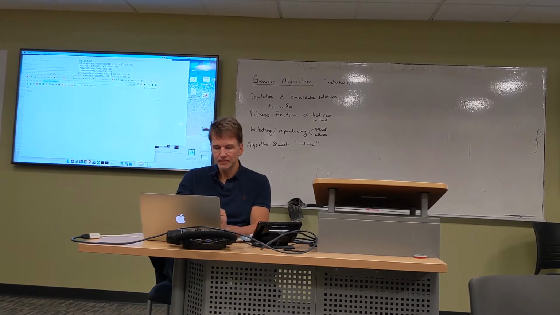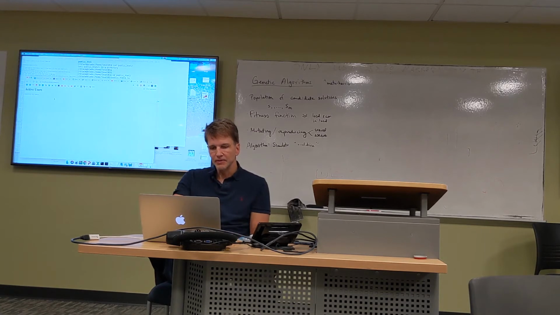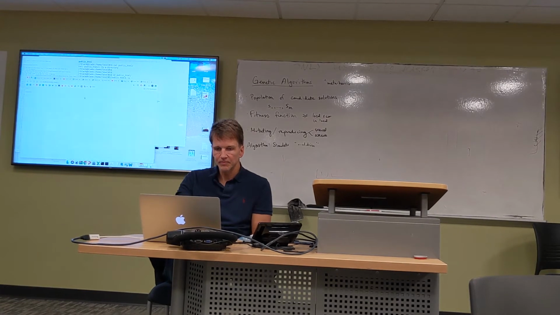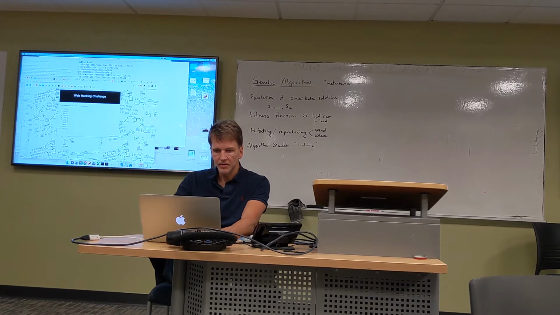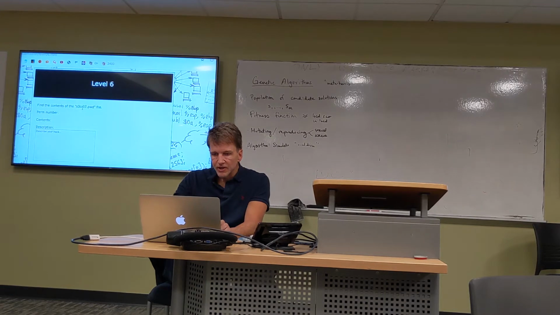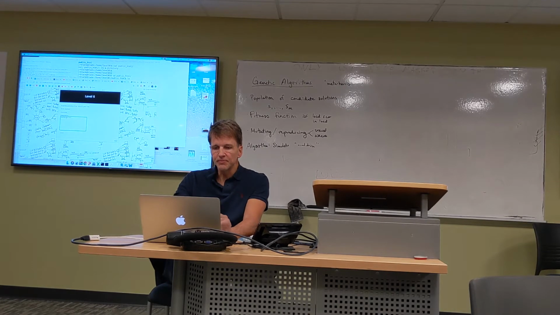Let's see. This takes a minute. So there's some file apparently that's interesting, and you want to find its contents and post that to submission. Oops. For level 6, I don't know, contents. Find the contents of the S3CR37.password file. It's contents. In each case, you want to enter in the description what you did.